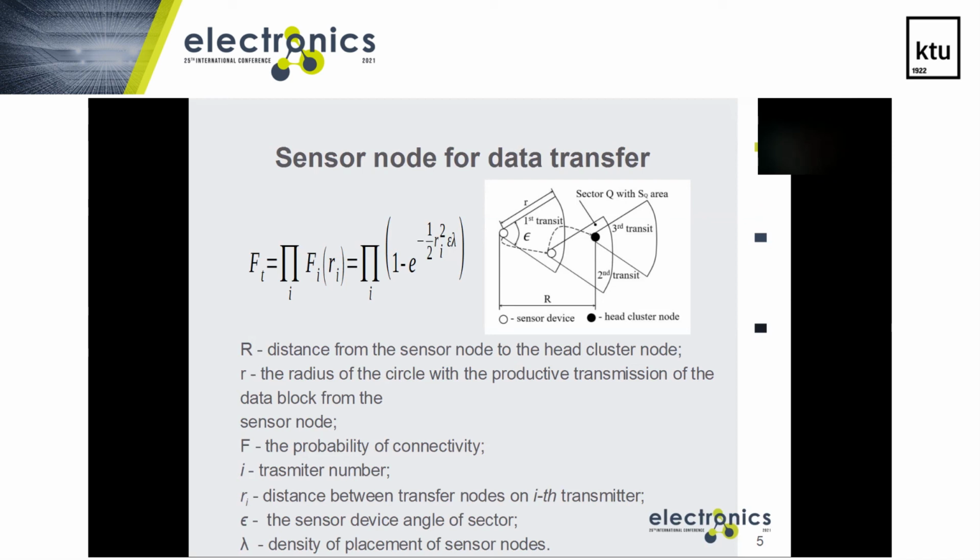The connectivity of sensor networks is a measure of the relationship between any sensor node and the data center. The probability of connectivity depends on the number of transfer sensors that must cope with the data stream. For the probability of connectivity, the equation on the slide is valid. The event of delivering data to the head sensor node will occur only if transfer nodes for each transfer are found.